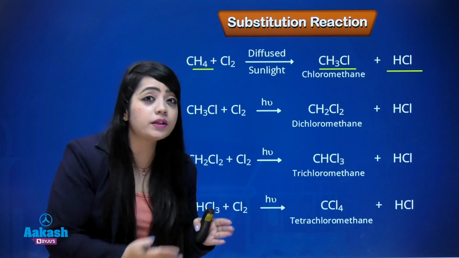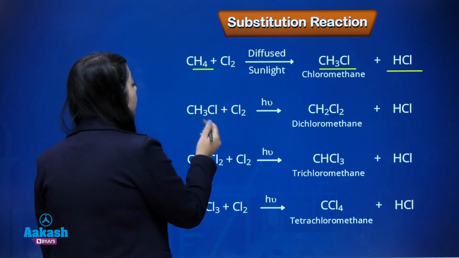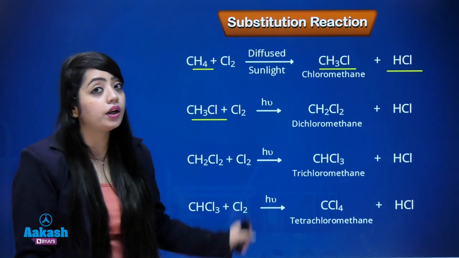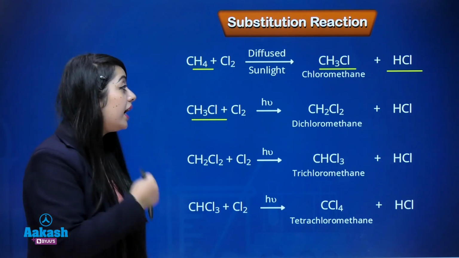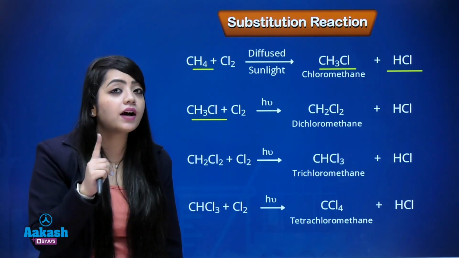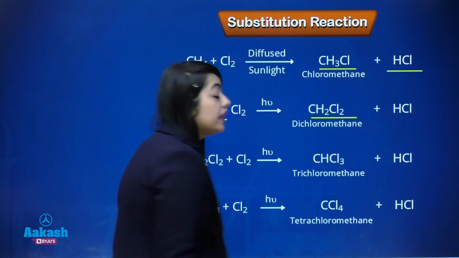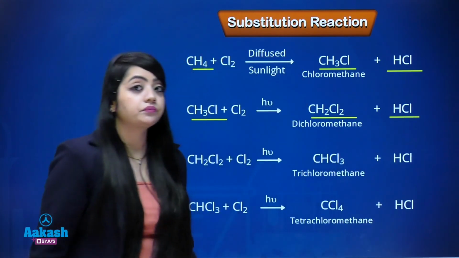Similarly, if we continue this process, if I keep on adding one more molecule of Cl2 in this CH3Cl molecule, then how many hydrogen can you see? You can see 3 hydrogen atoms, and if it substitutes only 1 hydrogen atom, what will I get? I will get dichloromethane, right? And as usual, we are going to get HCl here.